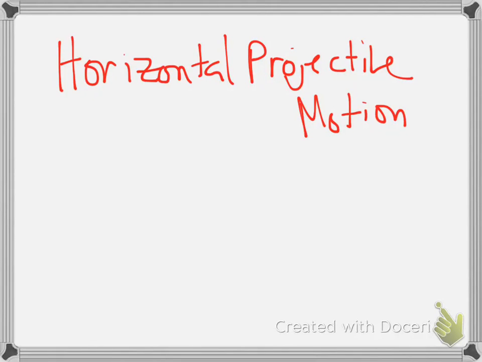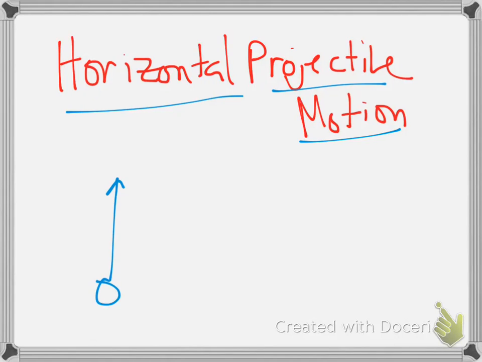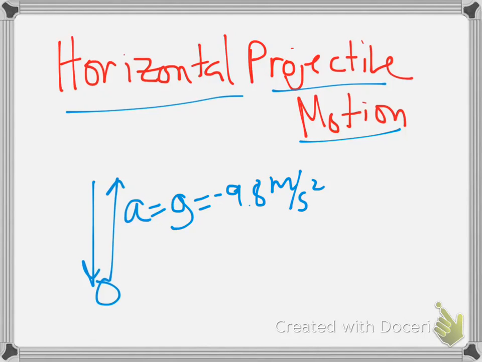Okay, this video is going to be about horizontal projectile motion. So in class we've talked about vertical projectile motion, where an object gets thrown straight up in the air and it comes straight back down. And we know that there are certain things that are always known about that situation, namely that the acceleration is always going to be g, or negative 9.8 meters per second squared. Okay, so this is something that's thrown straight up.